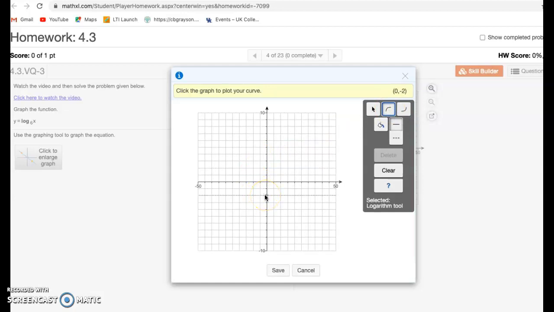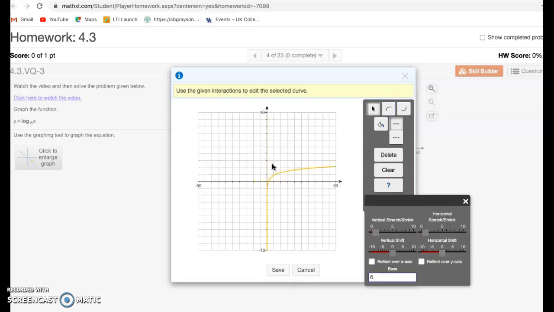And then the other thing I wanted to tell you is you can't actually point plot, like I said. You might know that the graph is supposed to go through the point (1, 0), but it won't let you control for that. You just click anywhere, and it draws it in basic shape.